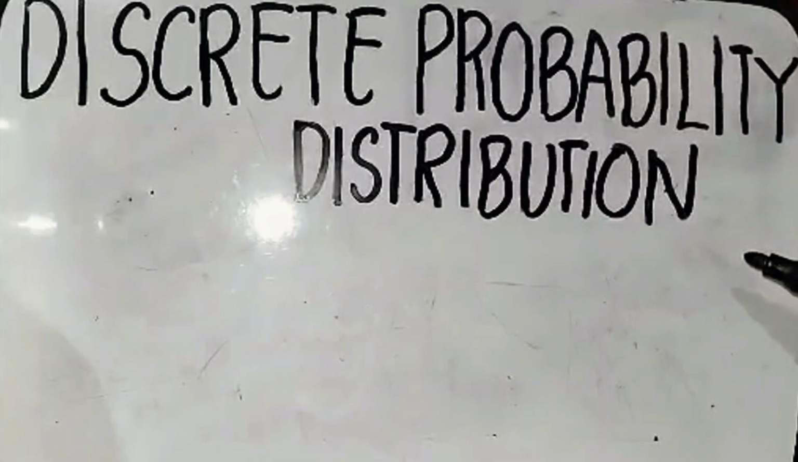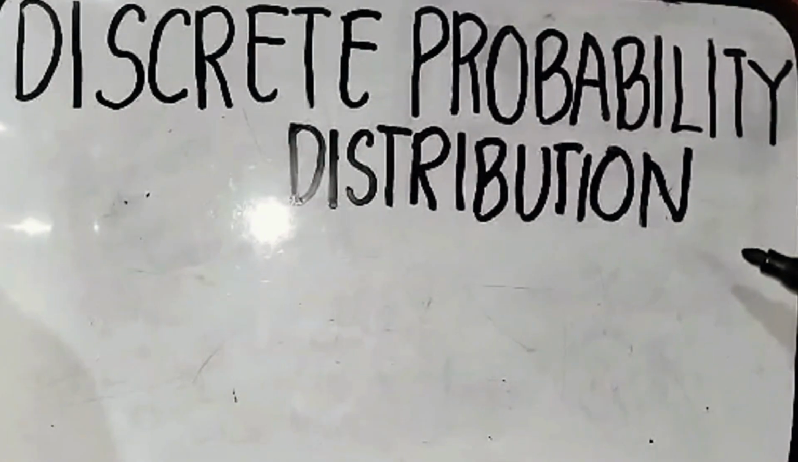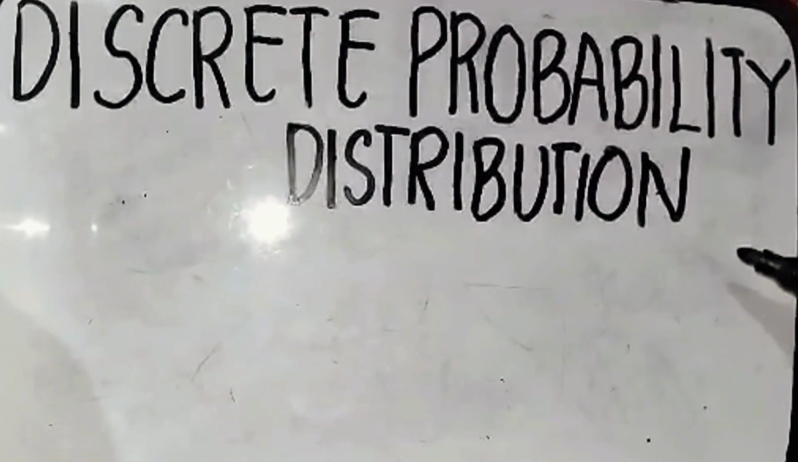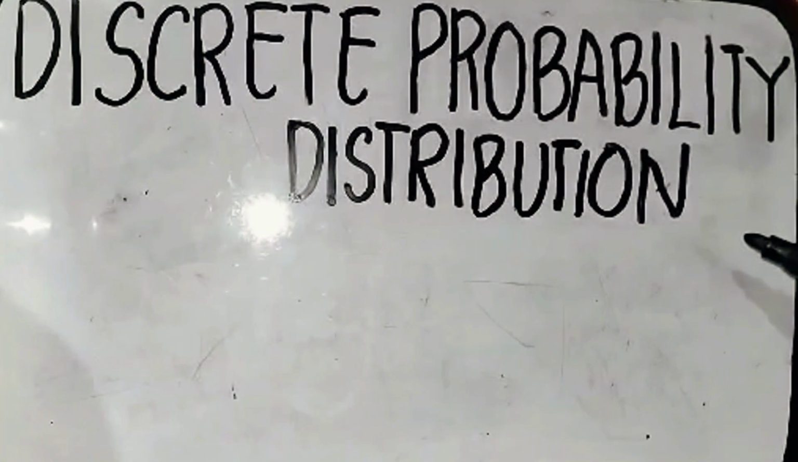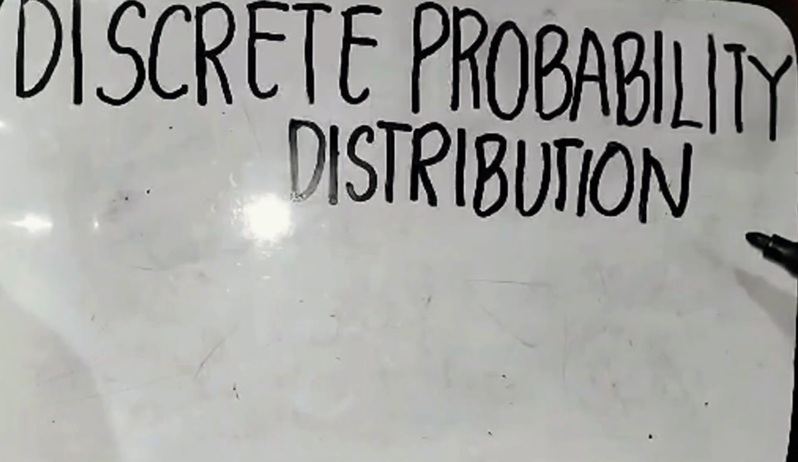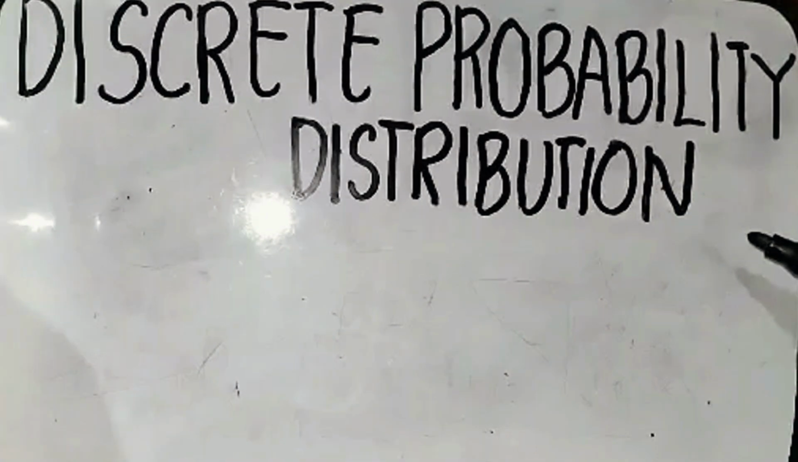Our topic is about constructing discrete probability distribution. But first, let us define what is discrete probability distribution. A discrete probability distribution is a distribution of assigned probabilities associated with a discrete random variable.